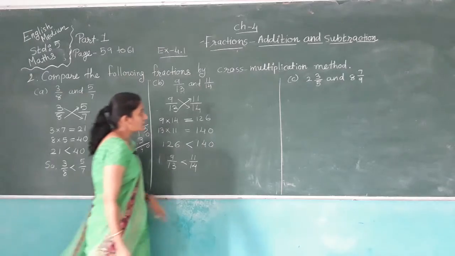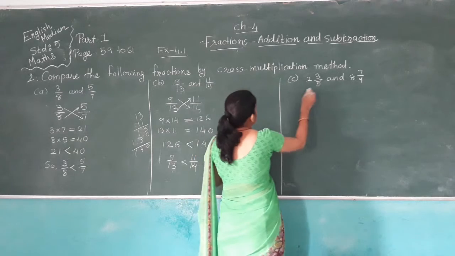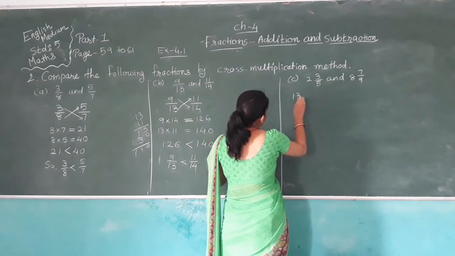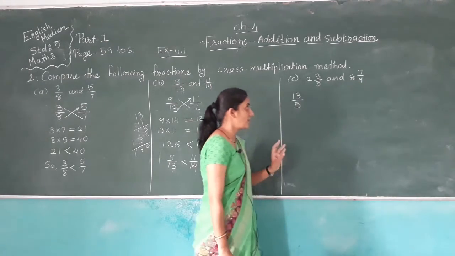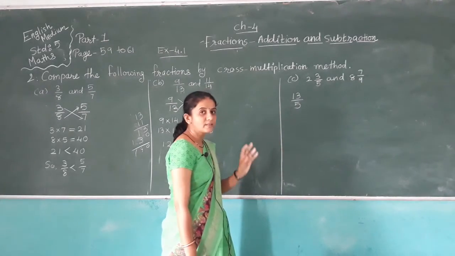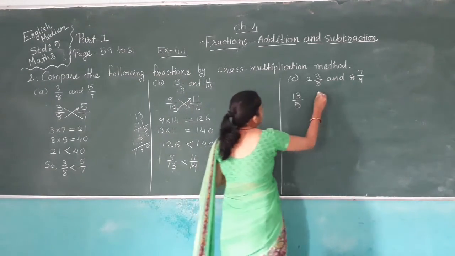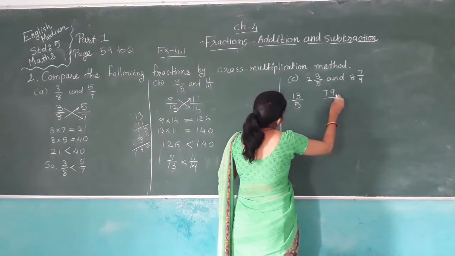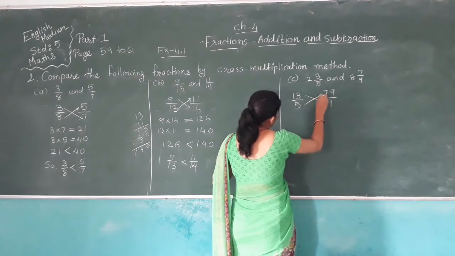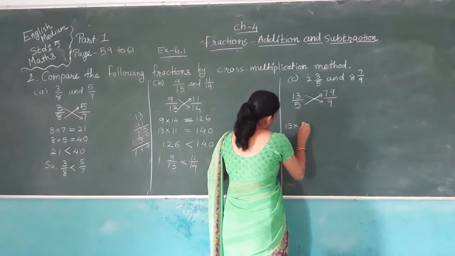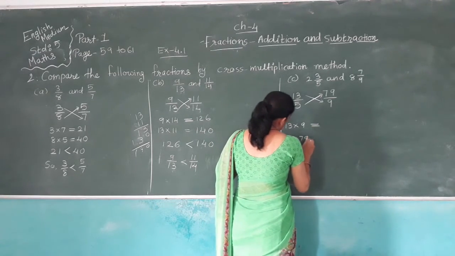Next, 2 and 3 out of 5 and 8 and 7 out of 9. So 5 twos are 10 plus 3, 13 out of 5. And 9 eights are 72, plus 7, 79 out of 9. Multiply across. 13 multiplied by 9 and 5 multiplied by 79.